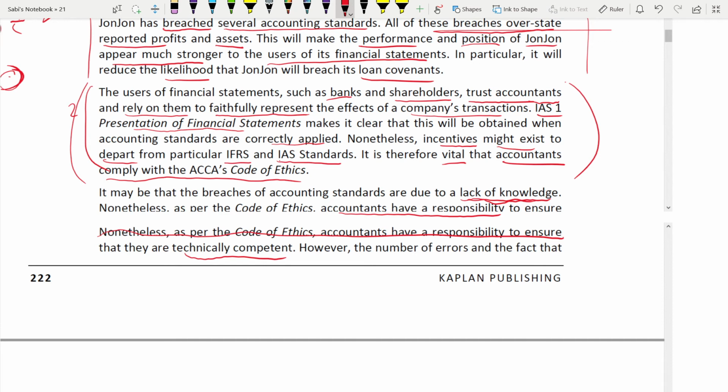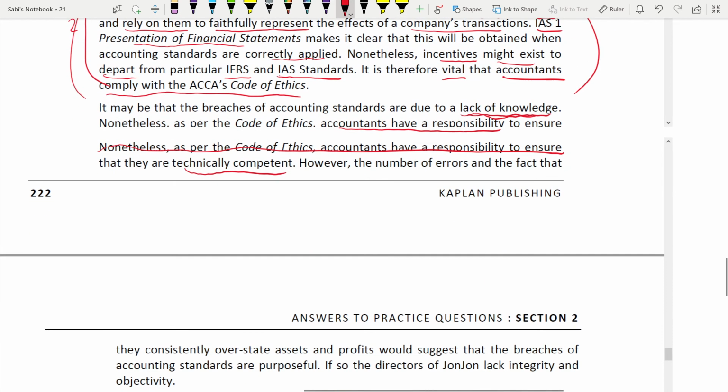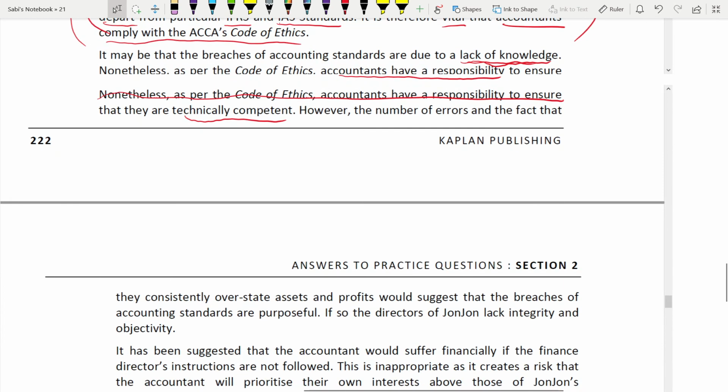You cannot say, I don't have knowledge about it, so I'm correct, I can justify the mistakes I did. No, you have to be. It's your job that you have to be technically competent enough. We're referring to everything as the accountant till now. We still didn't go to the finance director threatening the accountant.